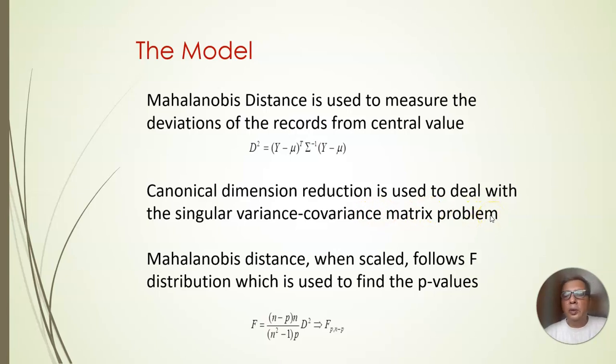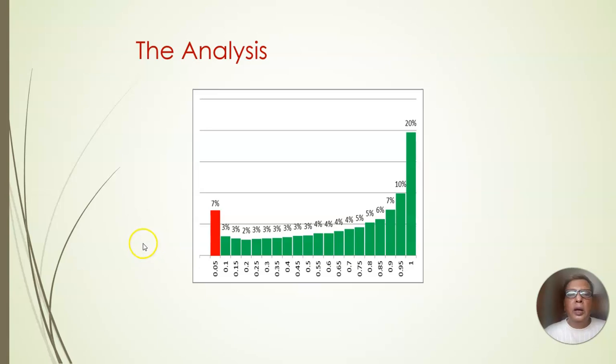I used the 23 variables and that gave me a non-singular sigma. And Mahalanobis distance when scaled follows the F distribution, which is used to find the p-values. So (n minus p) times n divided by (n squared minus 1) times p, where n is the number of records and p is the number of variables, times D squared, follows the F distribution with degrees of freedom p and n minus p. So Mahalanobis distance is used to find the p-values, and this is the chart of the p-values.